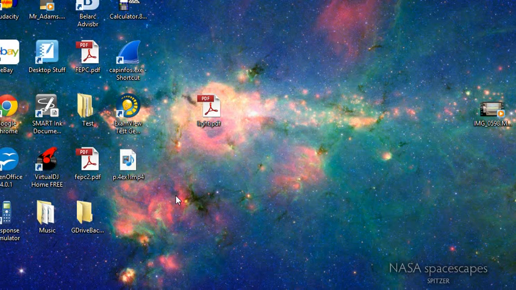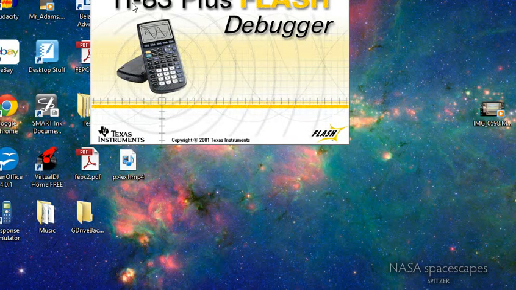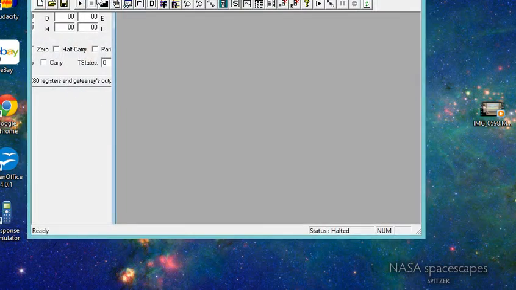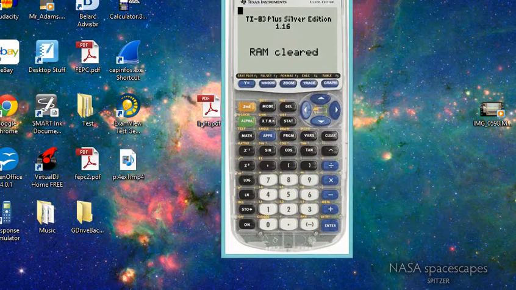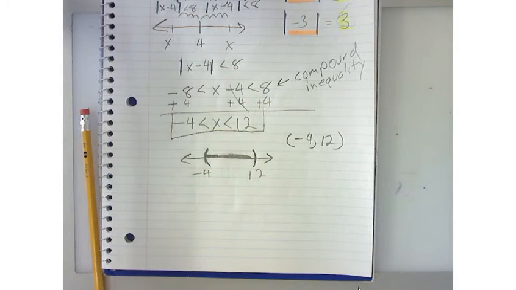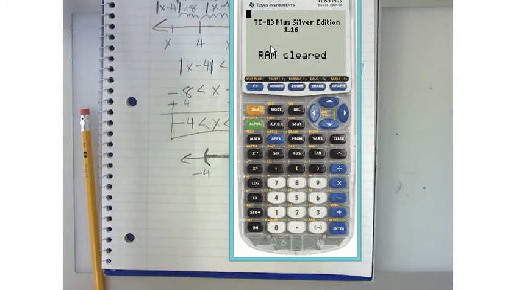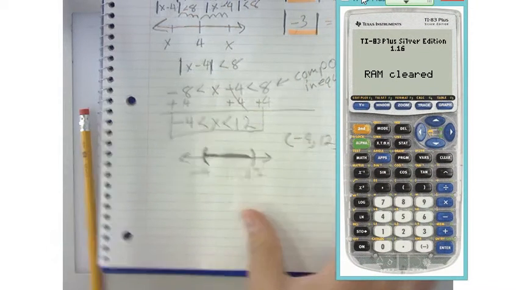Where did it go? Let's try that again. Okay. There it is. Alright, so now how would I solve this graphically?